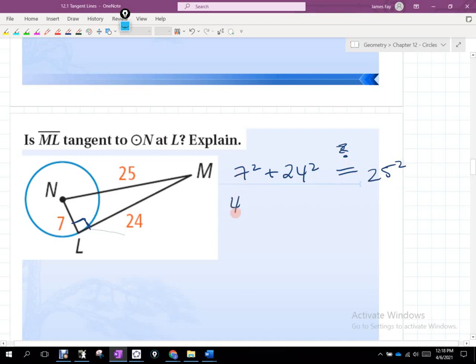So 7 squared is 49. 24 squared is 576. And 25 squared is 625. When I add those together on the left-hand side, do I get 625? Yes, I get a true statement right there. Okay, 625 does equal 625. So that confirms that the Pythagorean theorem, we talk about the Pythagorean identities in trig, the Pythagorean theorem is true here, so that must be a right angle. So if that is a right angle and that is a radius, this must be a line of tangency, or tangent line. Is that all right? Okay.